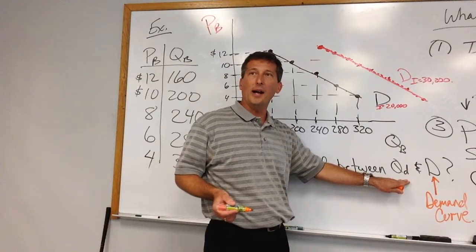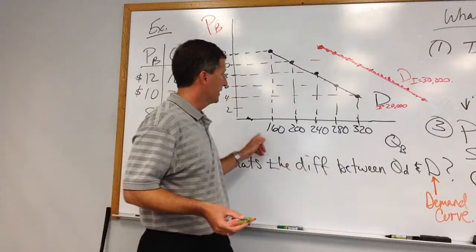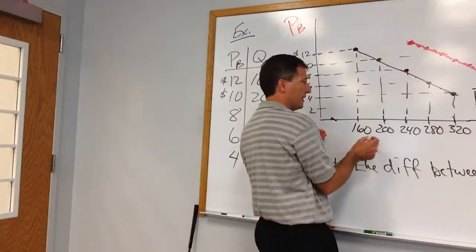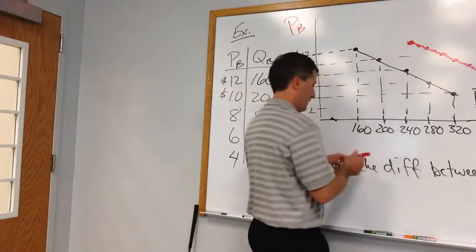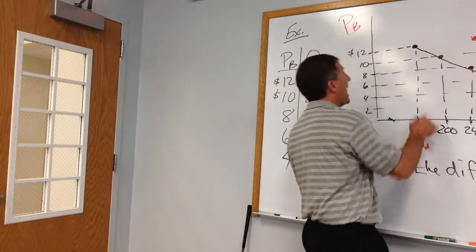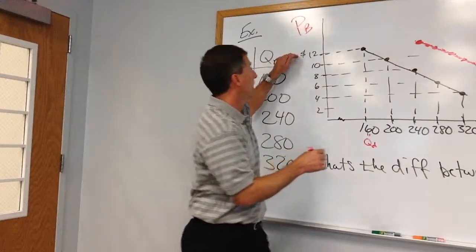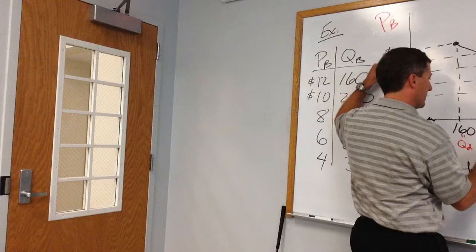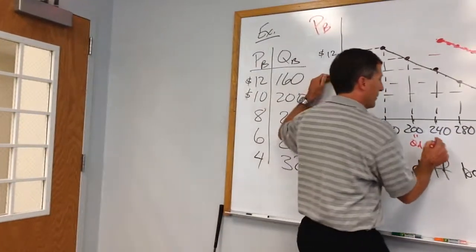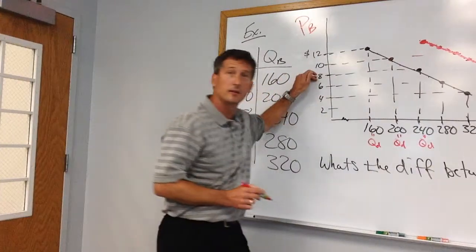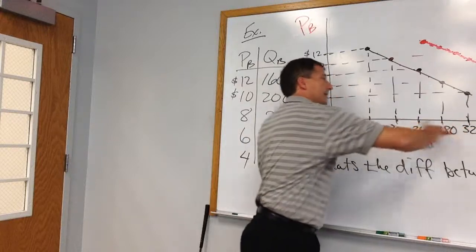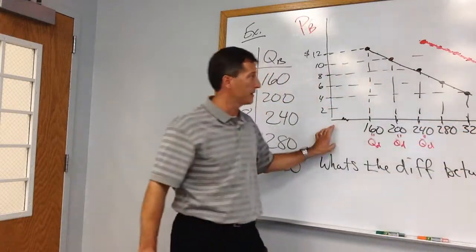This idea of the quantity demanded lives along the horizontal axis. So each one of these is the quantity demanded at a price of 12. At 10, I changed my mind and I want to buy 200. At 8, I changed my mind and I want to buy 240. Starting to see the difference here? So the quantity demanded lives along the horizontal axis.